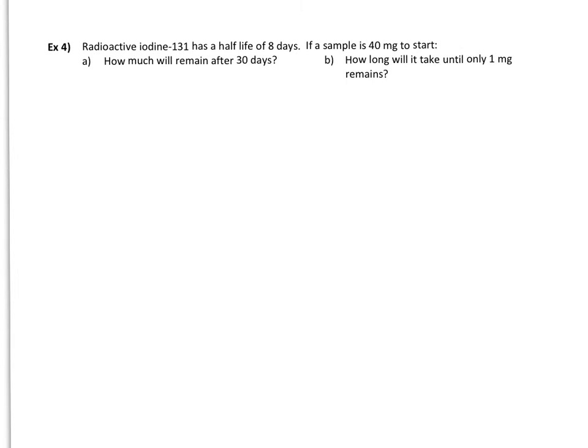Radioactive iodine 131 has a half-life of 8 days. So that means it's going to cut its mass in half every 8 days. So we're starting with 40 milligrams, and then 8 days after it started with the 40 milligrams, it will be cut in half. So it will have 20 milligrams left. And then 8 days after that, it will now have 10 milligrams left because the 20 gets cut in half. And then 8 days after that, the 10 gets cut in half and we have 5 milligrams left.